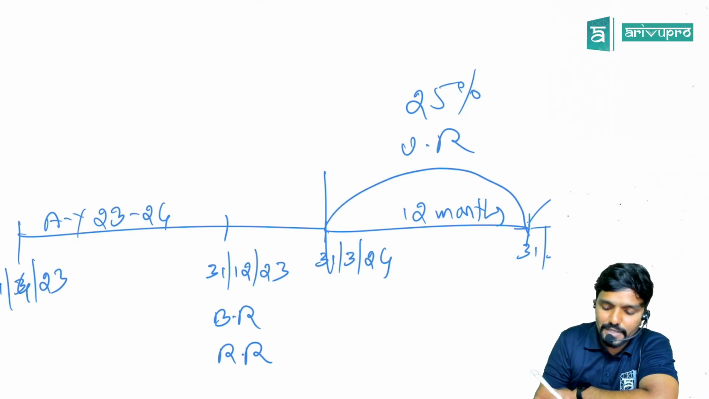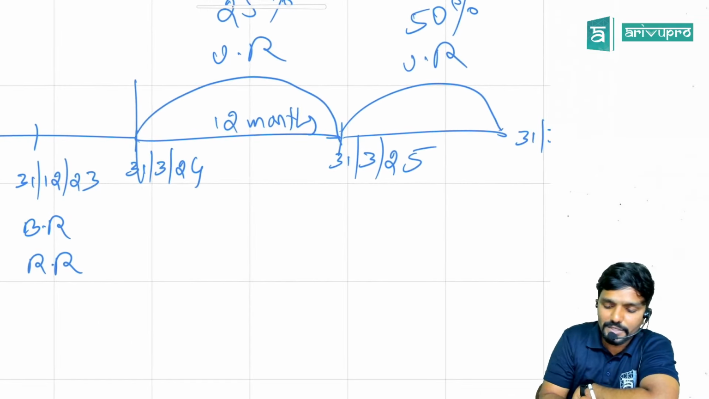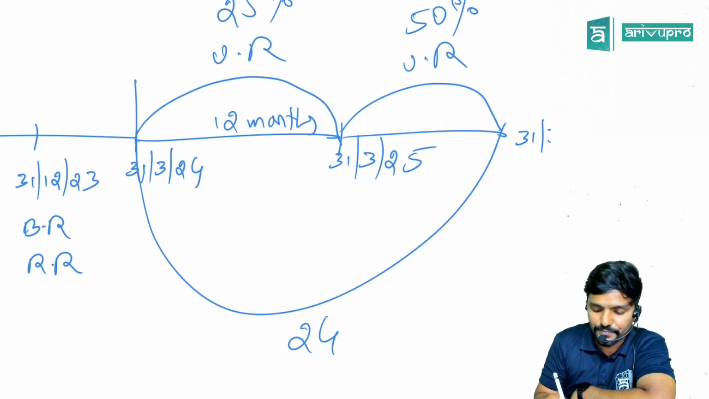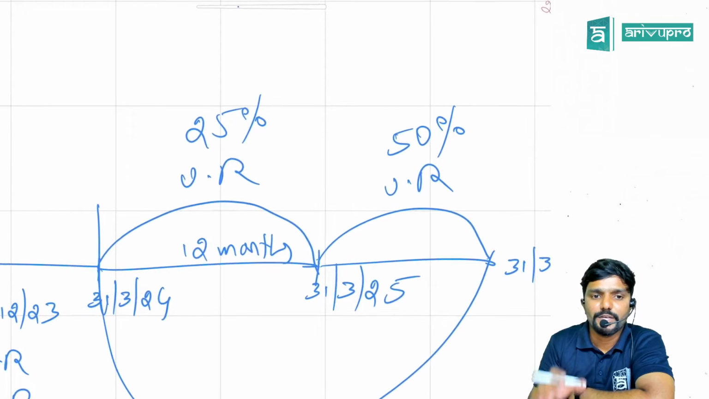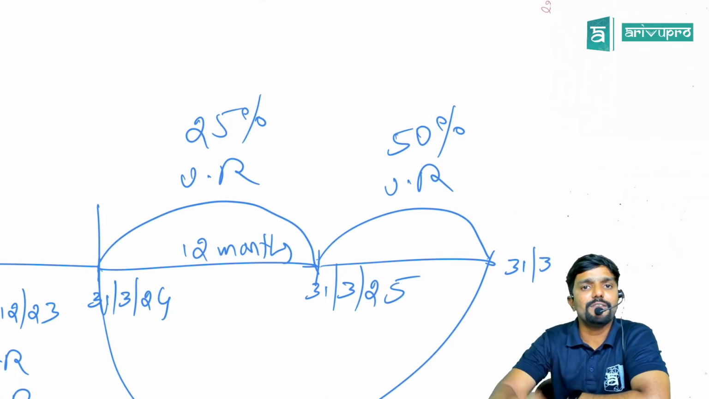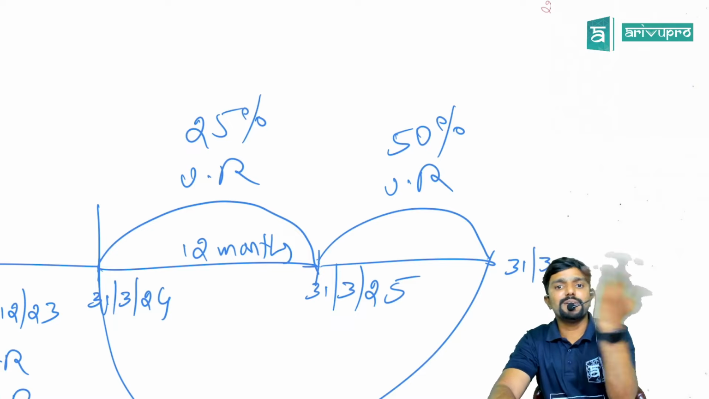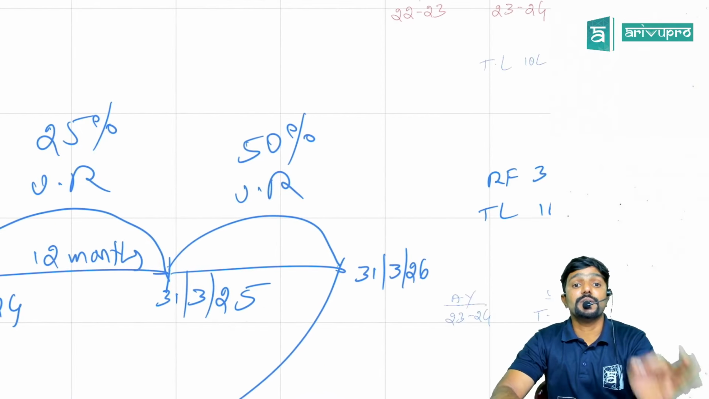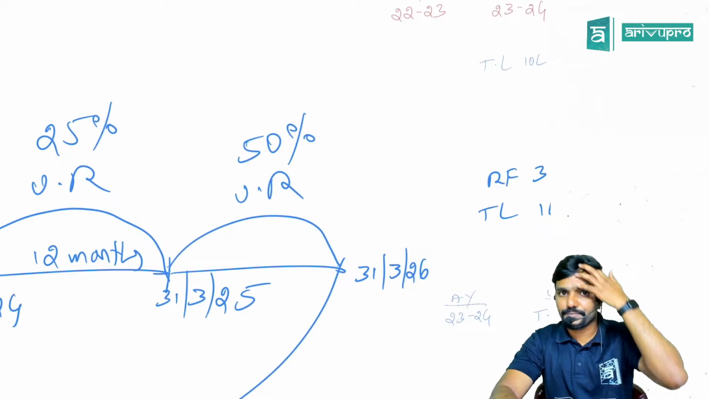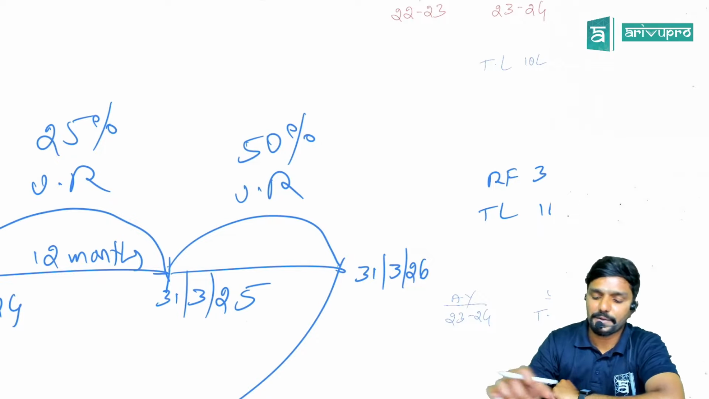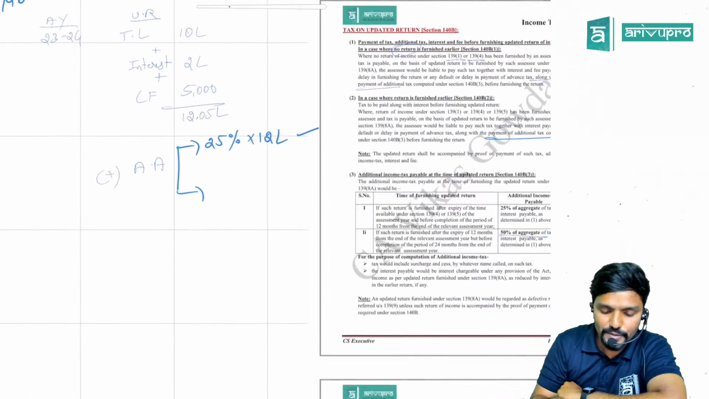From the end of the relevant assessment year, we have totally how much time? 24 months. But the additional amount is different. If you file it within 12 months from the end of the relevant assessment year, then 25%. If it is after 12 months but before 24 months, then it is 50%. So as per this scenario, what will be my additional tax in both these examples?